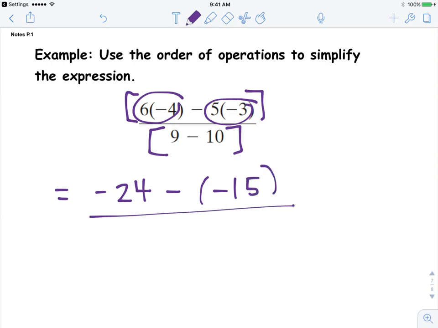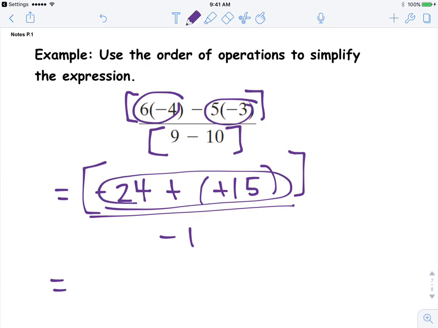In the denominator, 9 minus 8 is negative 1. Continue simplifying. This is a negative negative, so we're going to change that to an addition symbol. And back to the numerator. These are like terms, so negative 24 plus 15 is negative 9... positive 11 divided by negative 1. 11 divided by negative 1 is negative 11.